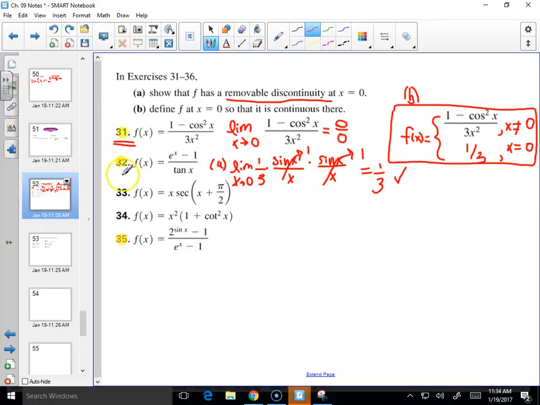So follow the same logic for 32 and 35. Take the limit. If the limit is a constant, A will be yes. B will be, hey, fill the function value at 0 with the limit itself.